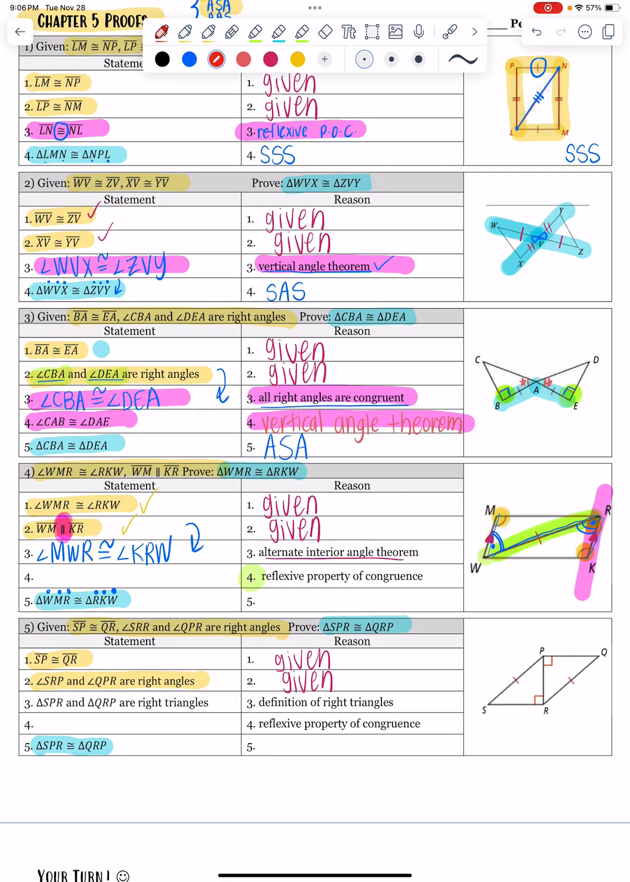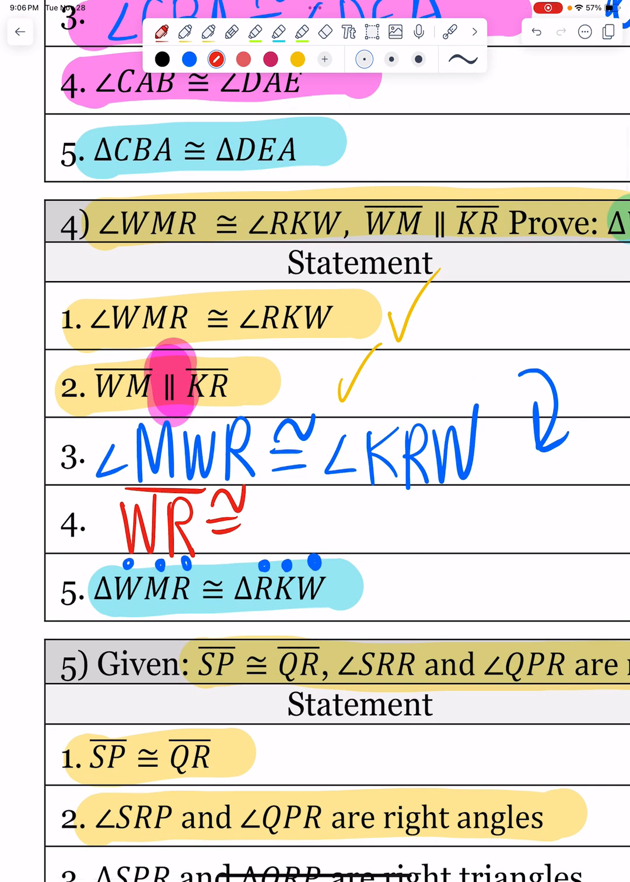And so when I write the reflexive property, I can name the first segment however I want, WR. I'm going to say that is congruent to itself. I just need to make sure if this triangle has been reflected or rotated. And so to check that, I'm actually going to use the congruent statement. W to R would be congruent to R to W.